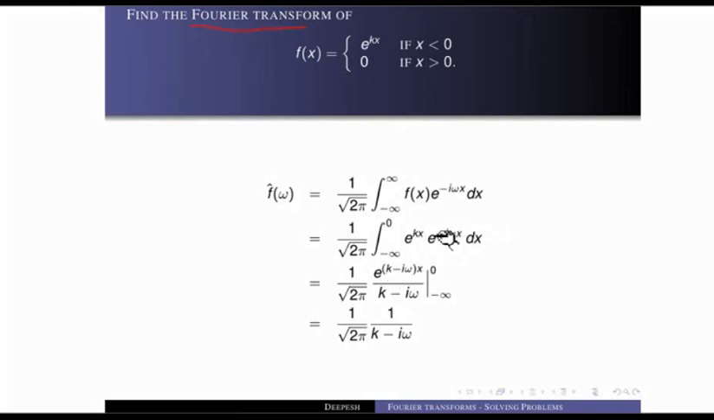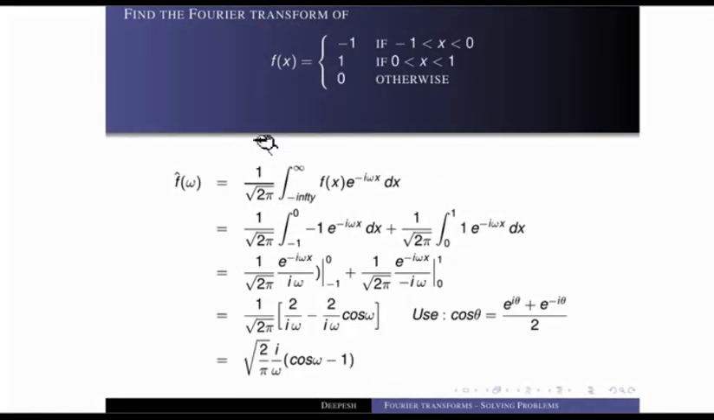So you can club these two. So e raised to (k minus I omega)x by (k minus I omega) will be the integral. These two can be clubbed, and it has to be evaluated from minus infinity to 0. So when you put x equal to 0, you will have the answer 1 by k minus I omega, whereas when you put x equal to minus infinity, the answer will be e raised to minus infinity, which is 0. So there will be only 1 by k minus I omega into 1 by root of 2 pi.